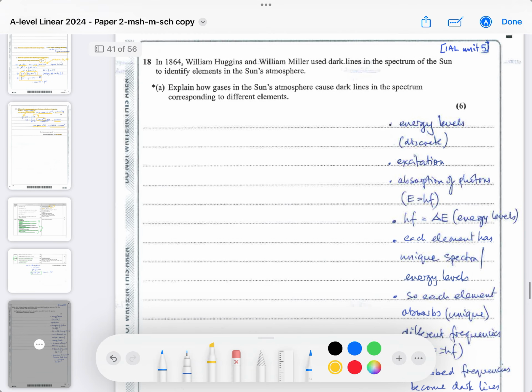Okay, question 18. It reads as follows. In 1864, these two guys, Huggins and Miller, used dark lines in the spectrum of the sun to identify elements in the sun's atmosphere. So why are there dark lines? What do we call dark lines? The dark lines are called absorption spectra.